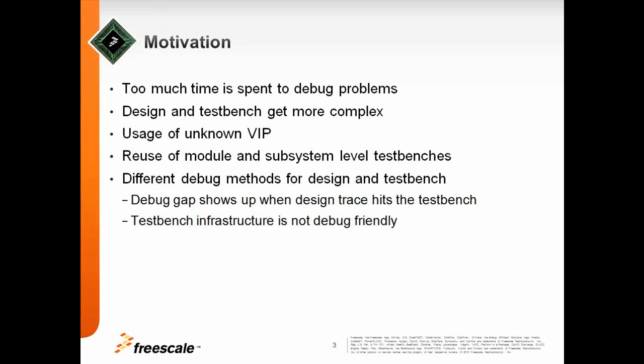things. And apart from these natural things, there's also another fact that makes debugging at the moment more difficult than it should be: there are different debug methods for design and test benches. And these things especially show up when problems you see in the design cross the border into the test bench, and you need to get an understanding of the test bench on why things behave in a certain way. And of course, the other thing on the test bench side is that the infrastructure you use is sometimes not really debug friendly, getting you to the point where the problem really is.